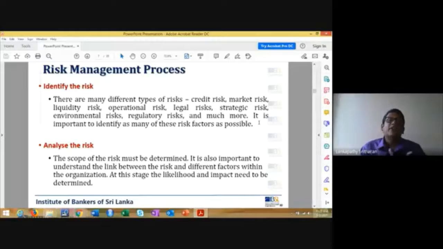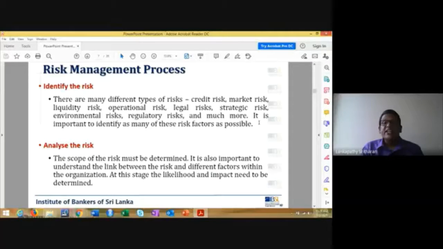So what happened is, they failed to identify the environmental risk. When they were granting loans and advances or microfinance loans, they failed to factor the environmental risk into the granting of loans and advances. So identifying risk is most important, and then analyzing the risk. Of course, the scope of the risk must be determined. It is also important to understand the link between the risk and different factors within the organization. At this stage, likelihood and impact need to be determined.